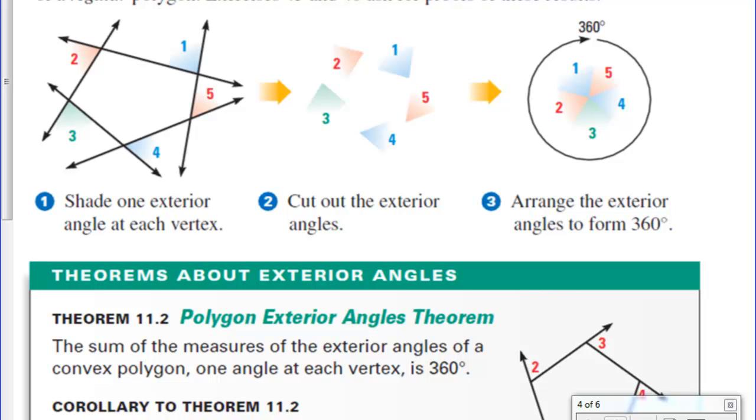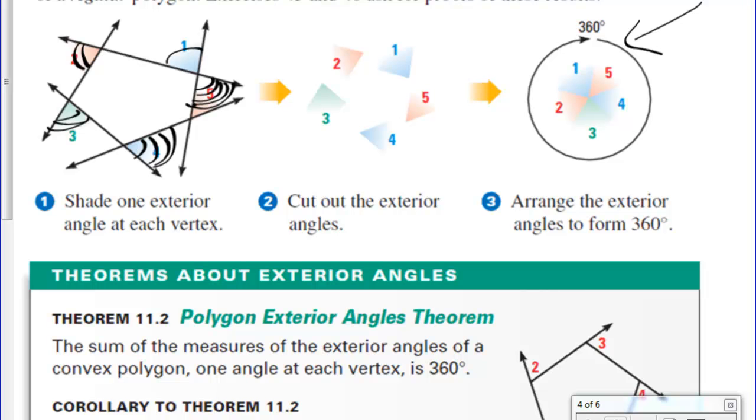So the diagrams below show that the sum of the measures of the exterior angles, notice we're making a shift. Before we were looking at the interior angles, that is the angles inside the shape, the polygon. Now we're looking at the angles on the outside. So the sum of the measures of the exterior angles of any convex polygon is 360 degrees. So this angle plus this angle plus this angle plus this angle and plus that angle. If I add all those up together, I end up getting a 360 degree circle, and that's illustrated over here.